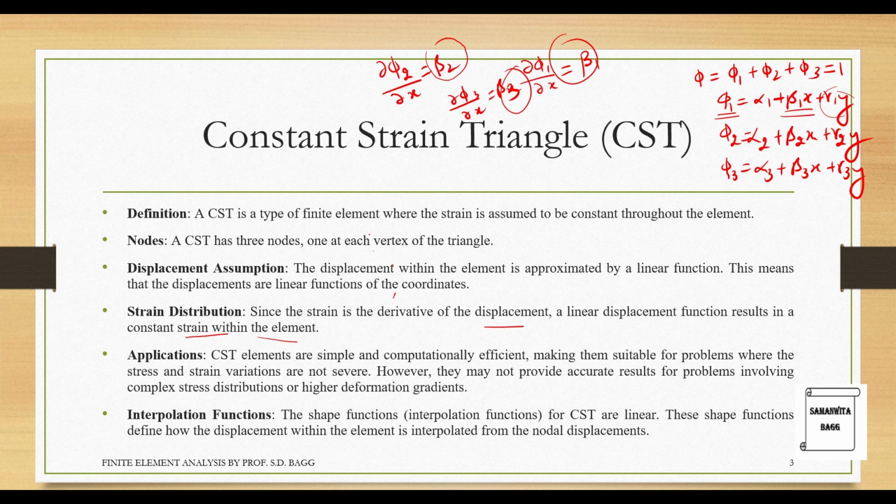Interpolation functions. The shape functions, interpolation functions for CST elements are linear. And that is what I told you. The shape function phi is linear. These shape functions define how the displacement within the element is interpolated from the nodal displacements. So this is how you can calculate.